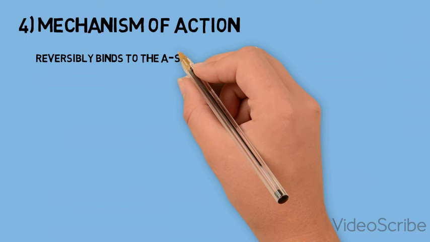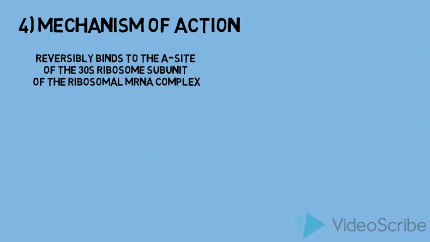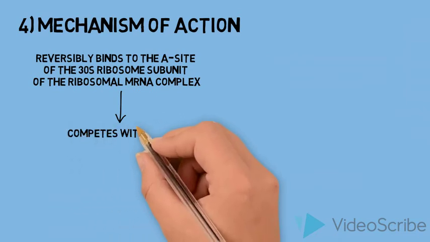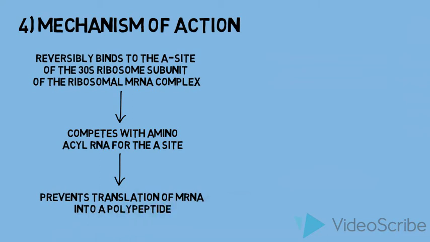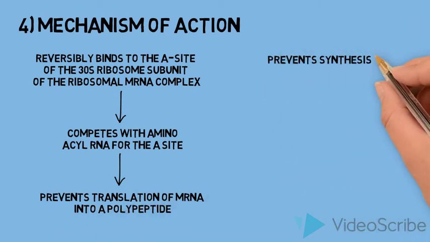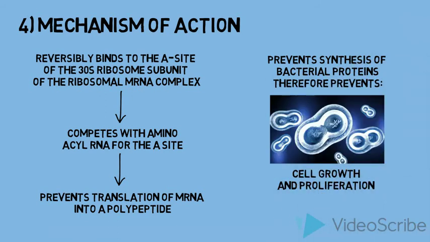Mechanism of action. Doxycycline reversibly binds to the A site of the 30S ribosome subunit of the ribosomal mRNA complex. It competes with the aminoacyl tRNA for the A site, preventing translation of the mRNA into a polypeptide. On a larger scale, this prevents the synthesis of bacterial proteins, preventing cell growth and proliferation.